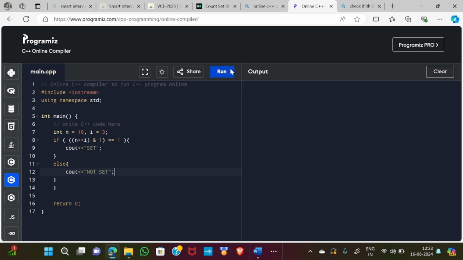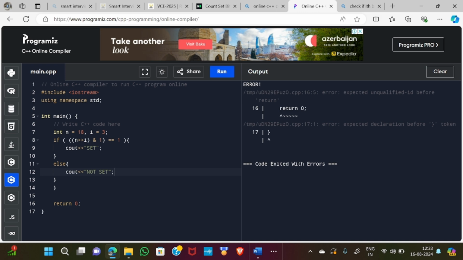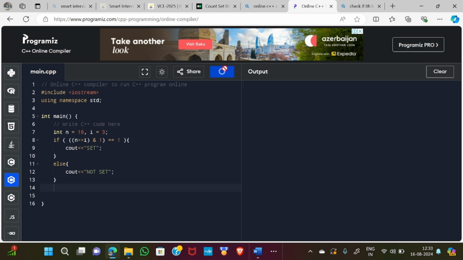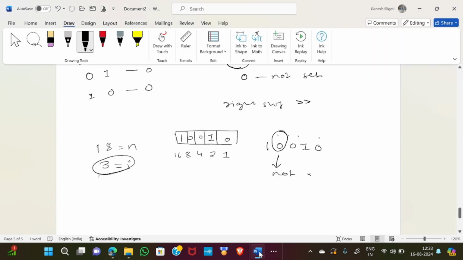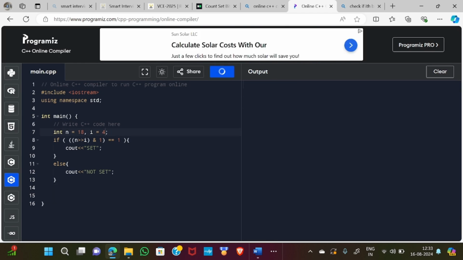So let's run this and see. We need to get not set. Okay, let's remove this one as well. And now let's see it again. So this is not set. Now let's check which one was set. So this one was set. This is 3, so this will be 4. Now let's check with 4. Let's run this and see again. It should be set. So this is set. So this is how we check if the ith bit is set or not.